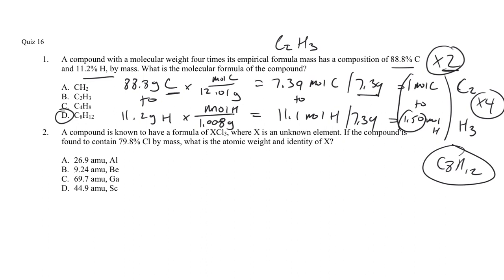What about a question like 2? What if we're told the formula is XCl3, where we know there's 3 chlorines for every 1 X. X is an unknown element. How do we solve this type of problem?